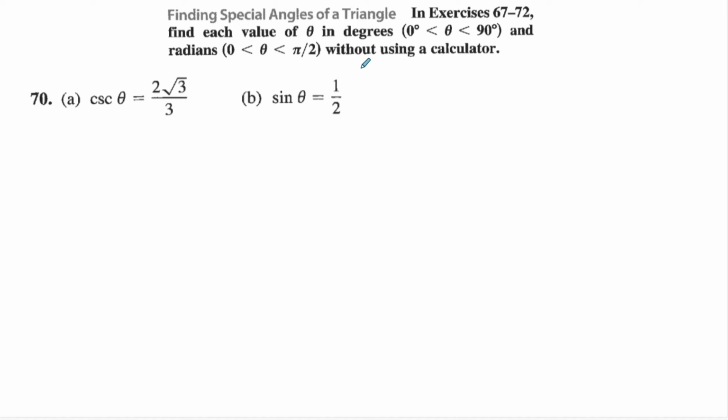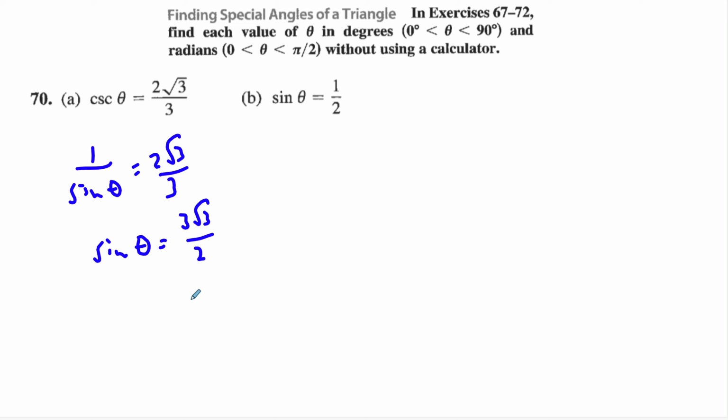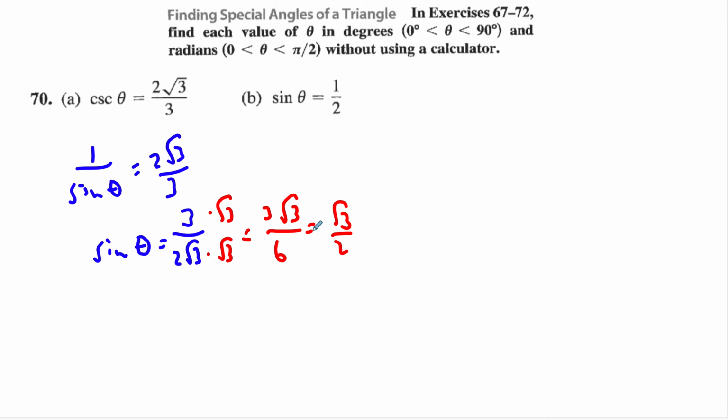So, finding special angles. Find each value in degrees and radians without using a calculator. So the cosecant, or 1 over the sine, is equal to 2 root 3 over 3, which means that the sine is equal to, I take the reciprocal, 3 root 3 over 2. Oh, that's wrong. Sorry, I misspoke. 3 over 2 root 3, which means I can multiply by root 3, multiply by root 3, 3 root 3 over 6, aka root 3 over 2, that should look familiar.